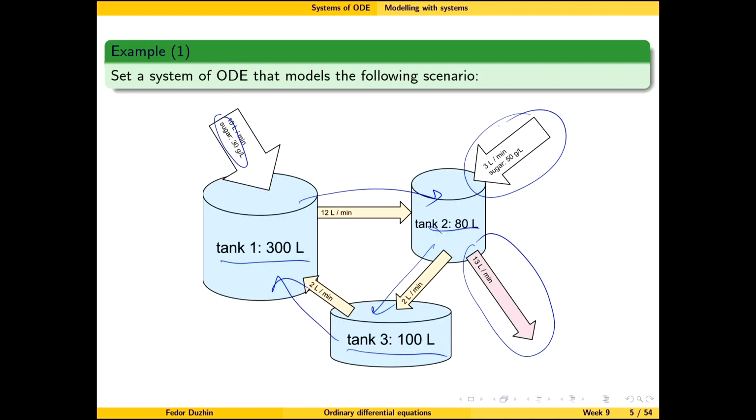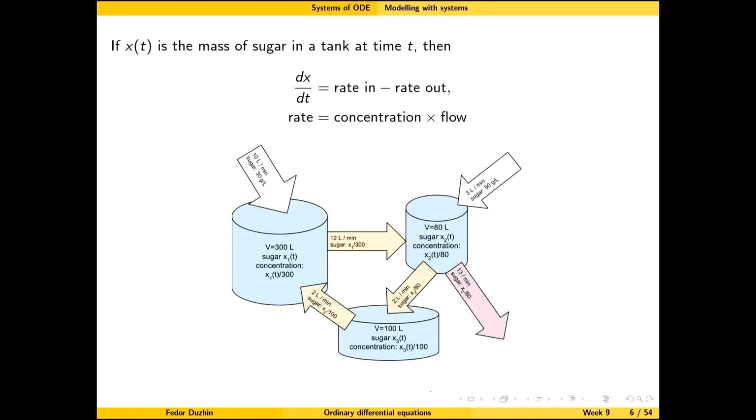All right. So now what we are going to model is the amount of sugar in each tank. Suppose that x1 as a function of t is the mass of sugar in the first tank, x2 of t is the mass of sugar in the second tank, and x3 of t is the mass of sugar in the third tank, in all the 3 tanks.